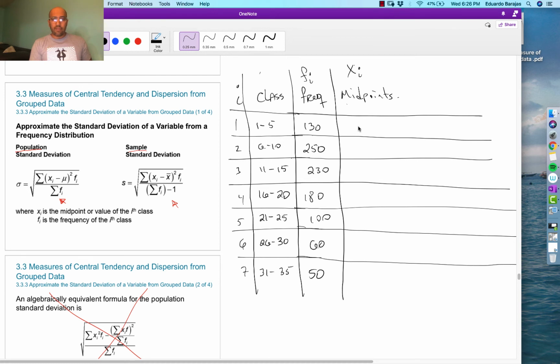We did our work to find the class midpoints before as well, so we found that this class midpoint was 3.5, this one was 8.5, this one was 13.5, this one was 18.5, then 23.5, then 28.5, and finally 33.5, right? And then just quickly glance over to make sure it makes sense that this is the midpoint of this class, the midpoint of that class, the midpoint of that class. Good.